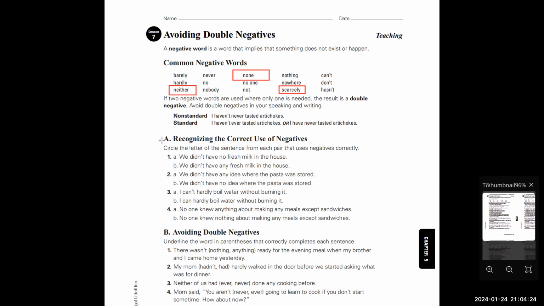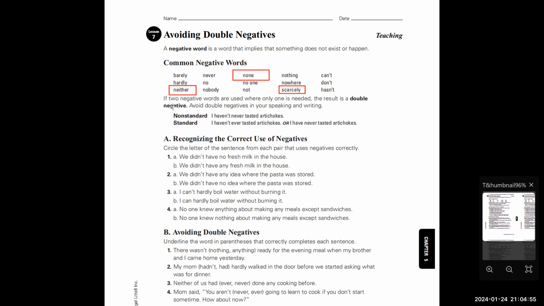Neither means none of the two. For example, neither I like ice cream nor chocolate. It means I don't like ice cream, I don't like chocolate. So neither of the two. Understand? So that is neither. It's also a negative word used in a sentence. So avoid double negatives. It means to avoid using double negative words.